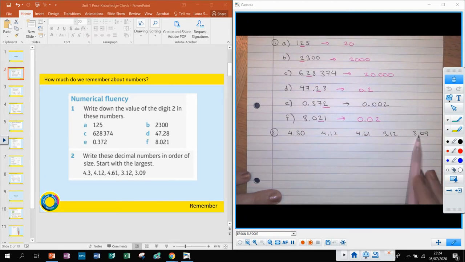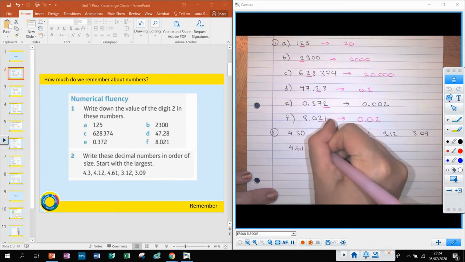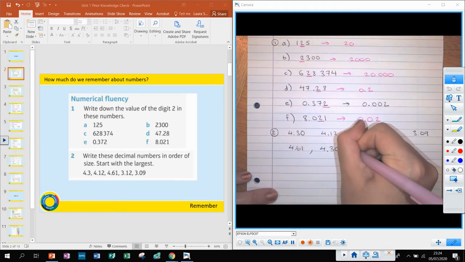Okay, some of them start with a 3. They're clearly going to be smaller than the ones that start with a 4. So we're going to look at the ones that start with a 4 or a 3. Well, the question says, let's look back at it, start with the largest. So actually we're going to look at the 4s first. Okay, and of the 4s, 61 is bigger than 30, which is bigger than 12. So that means that 61 hundredths is bigger than 30 hundredths, which is bigger than 12 hundredths. Okay, so that's going to mean that we're going to write 4.61 first, followed by 4.30, followed by 4.12.